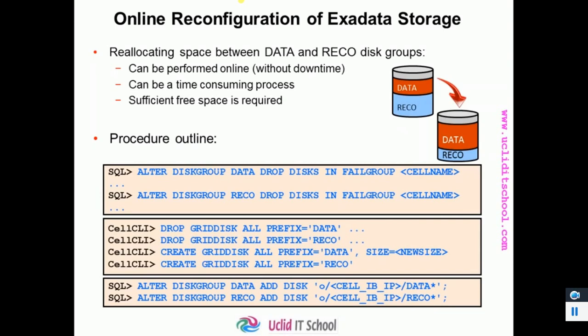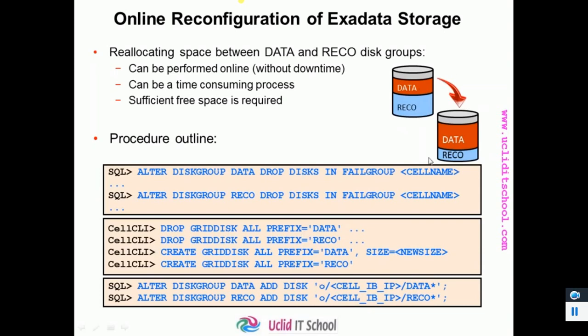For example, in this slide you can see initially data is small size, record is big size. Now I want to give big size to data. I am increasing the size of data disk group and decreasing the size of record disk group. That is the aim. Okay, so in this case, this is the procedure how to do that.